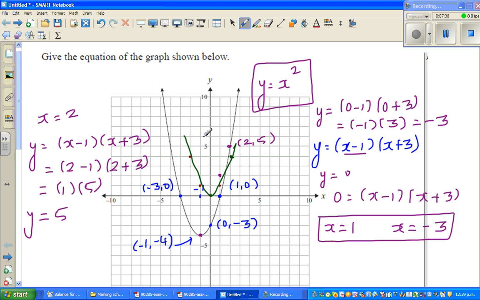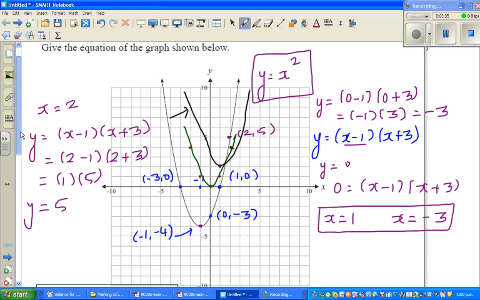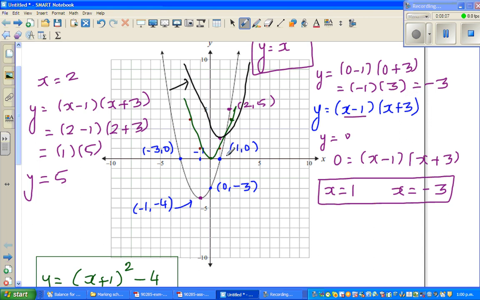So let me draw that parabola just to give you an understanding of what's happening. This parabola would now look like this. My graph is not exact. So this parabola has translated to this parabola. So here I can say that is the same as translating y is equal to x squared 1 to the right and 2 up. Let me explain what I'm saying.